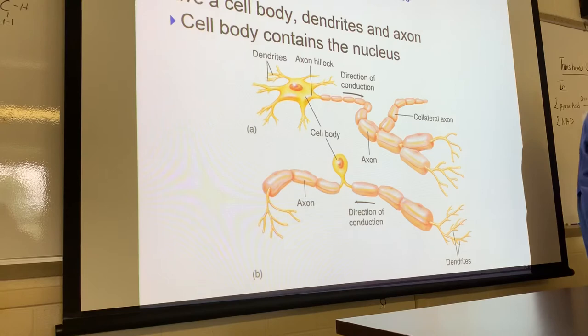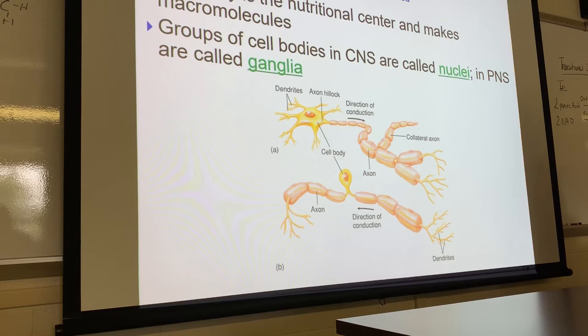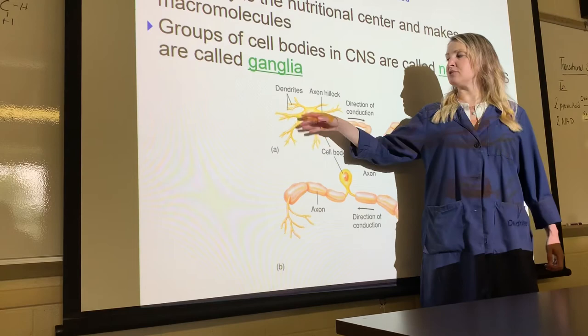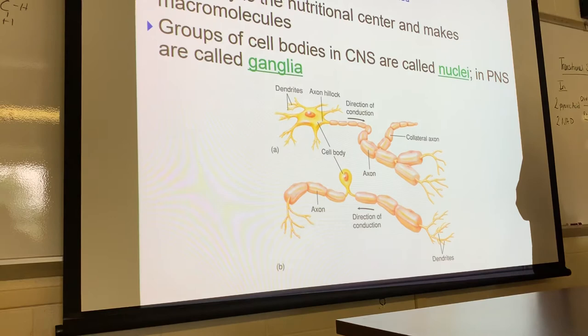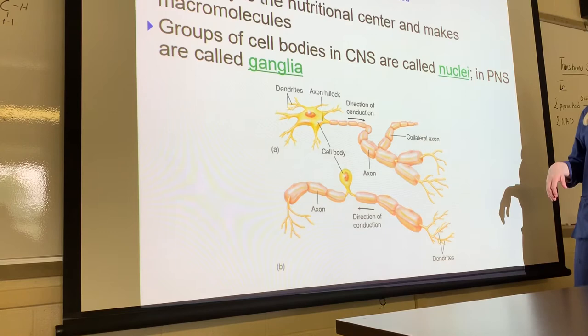So the cell body itself is the nutritional center, and it's also the control center. When information comes into it from the dendrites, the cell body figures out what to do with that information. Should we respond to it? Should we not respond to it? And we'll get into the specifics of that in this chapter.